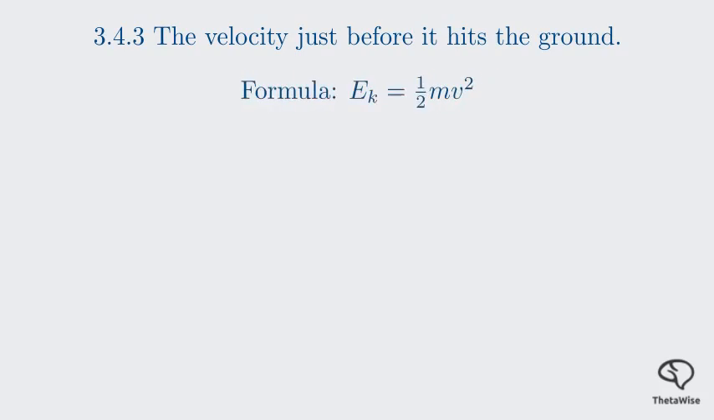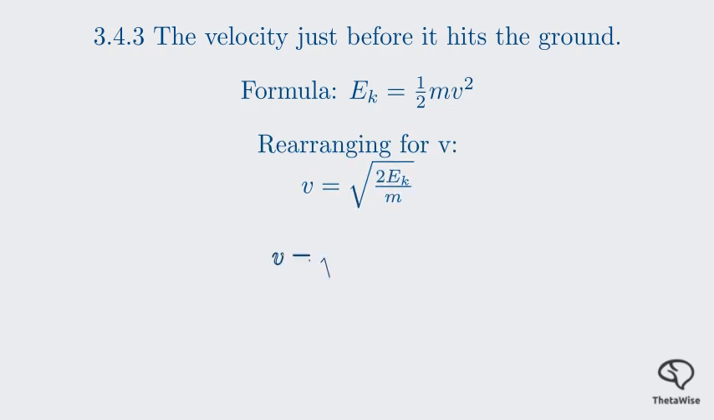The formula for kinetic energy, EK, is 1/2 mass times velocity squared. Our goal is to find v. Let's rearrange this formula. We can multiply both sides by 2 and divide by m to get v squared equals 2 times EK divided by m. Then to find v, we take the square root of the entire expression.